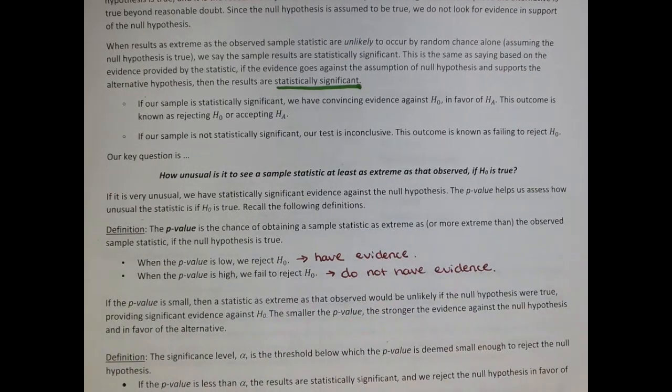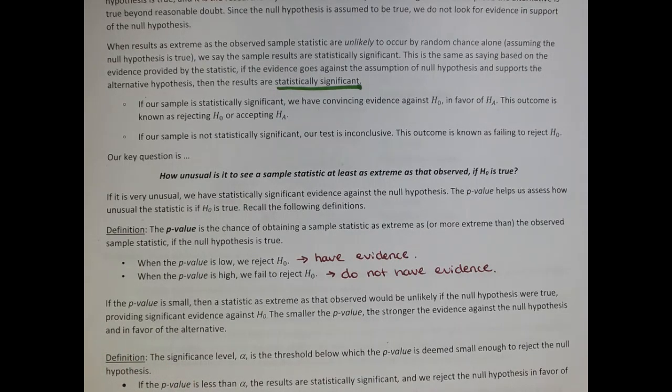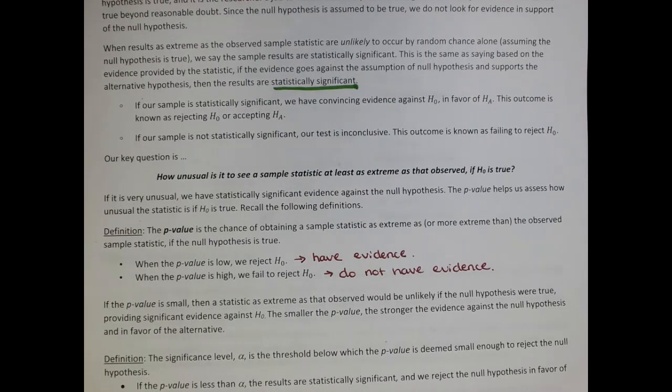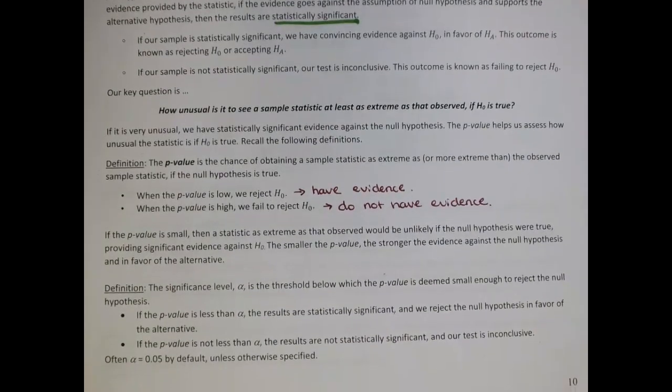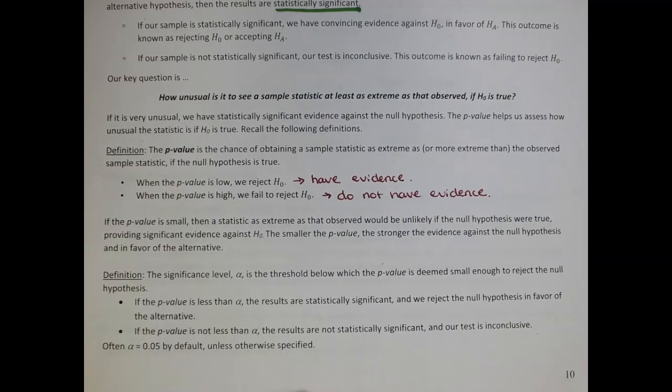So how do we know if the p-value is low or high? Well, we compare it to the significance level alpha. The significance level alpha is the threshold below which the p-value is deemed small enough to reject the null in favor of the alternative. If the p-value is less than alpha, the results are statistically significant. We reject the null hypothesis in favor of the alternative. If the p-value is not less than alpha, the results are not statistically significant and our test is inconclusive. Often, alpha is equal to 0.05 by default, unless otherwise specified.